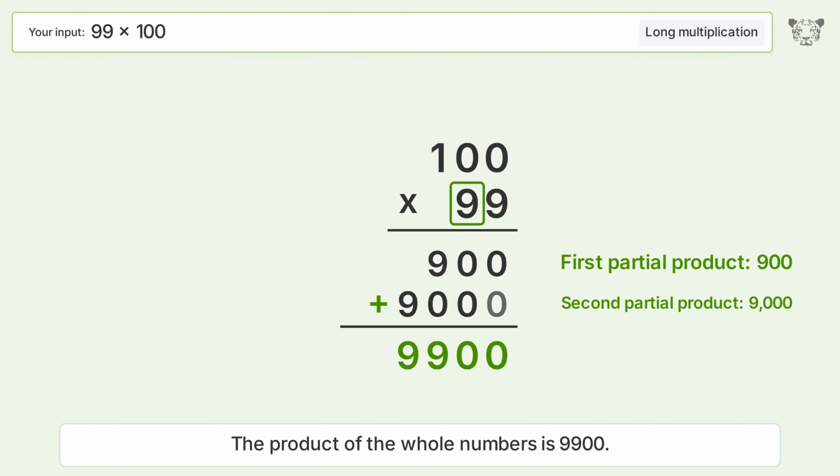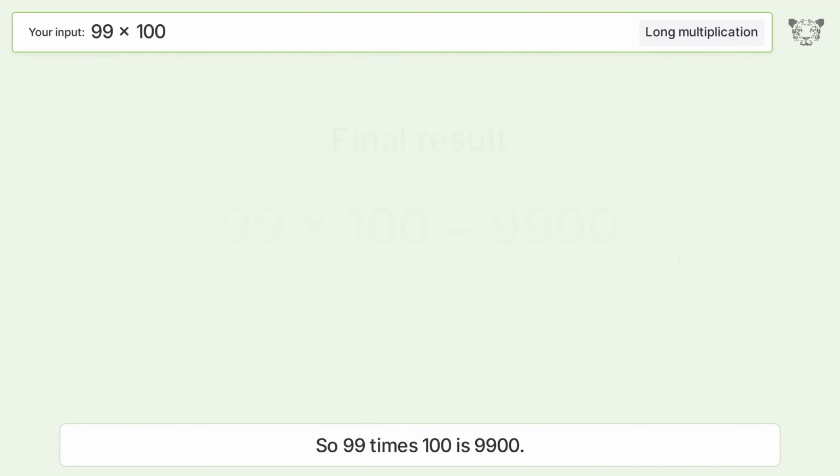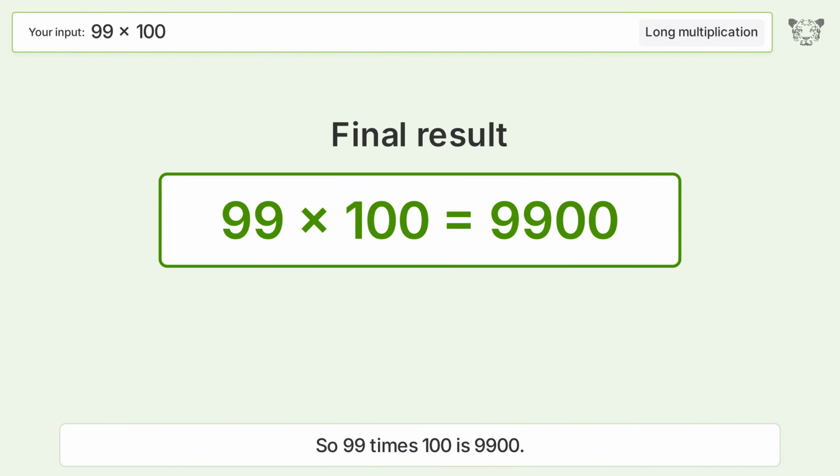The product of the whole numbers is 9,900, so 99 times 100 is 9,900.